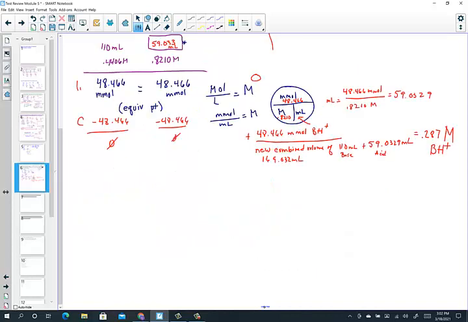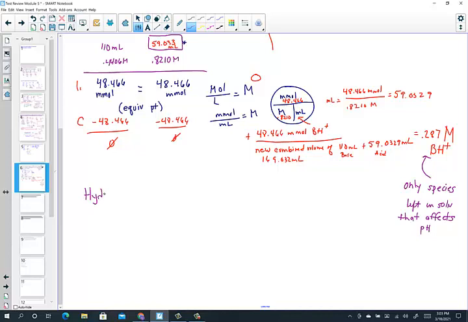So we are at the equivalence point, meaning this is the only species left in solution that will affect pH. What is the pH when we have that concentration of BH positive? It turns into a hydrolysis problem.